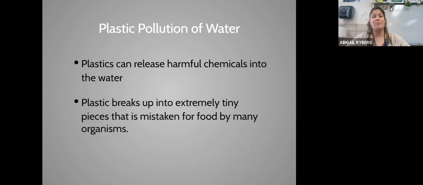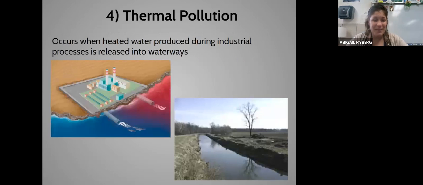Tiny little pieces of plastic found in their bellies. Okay. The fourth type of pollution is thermal pollution. So literally just heating water. Again, yes, we know that heat in a sense is natural, but not in these regions.